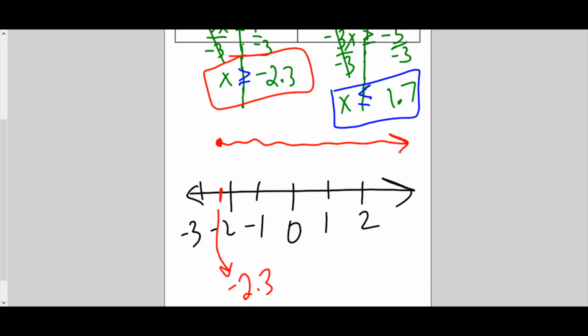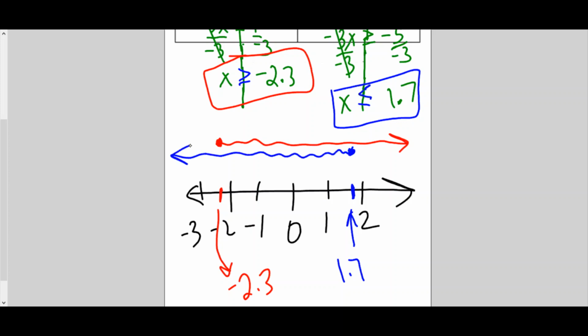Then I'm going to plot x is less than or equal to 1.7. I'm going to do that one in blue. 1.7 is pretty close to 2, so maybe here. Again, this is a closed circle, and this time it's x is less than or equal to that. So I'm going to shade to the left.